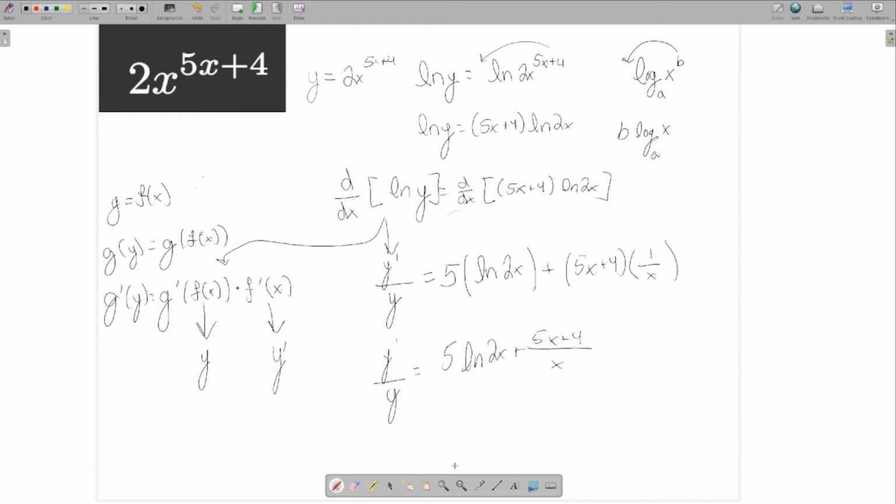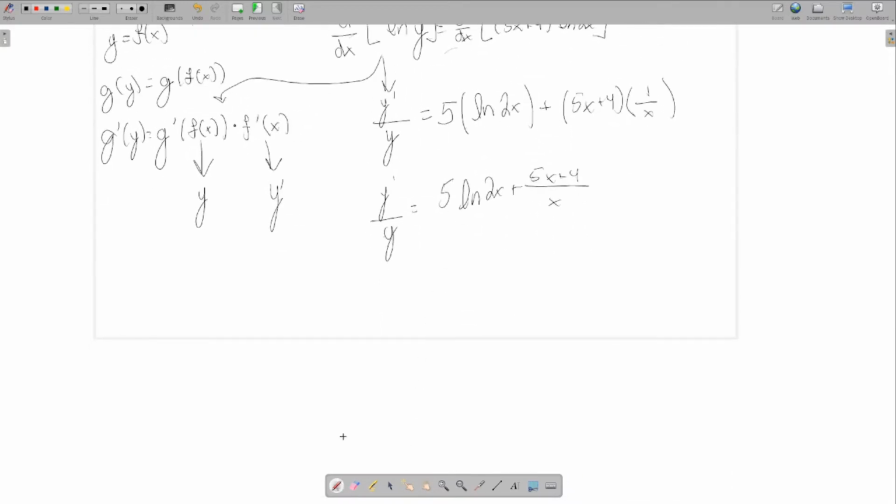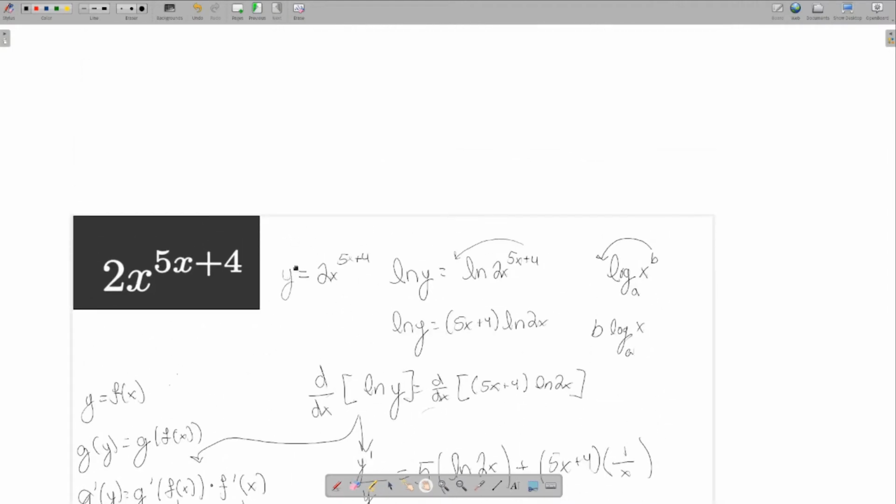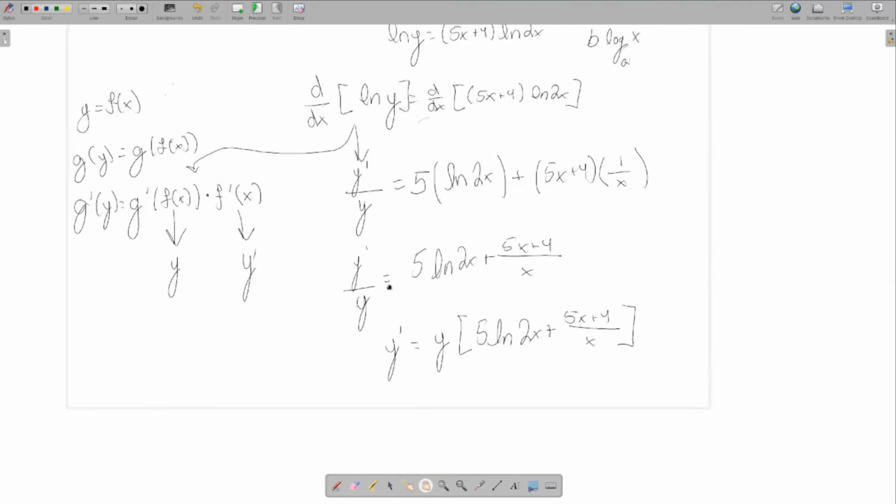Let's do that. First, let me move this thing down a bit. Y prime is equal to y times 5 natural log of 2x plus 5x plus 4 over x. But we don't want this y here. Honestly, we're trying to find y prime in terms of x, and we don't want this y. But we know, as defined up here, y is equal to 2x to the power of 5x plus 4.